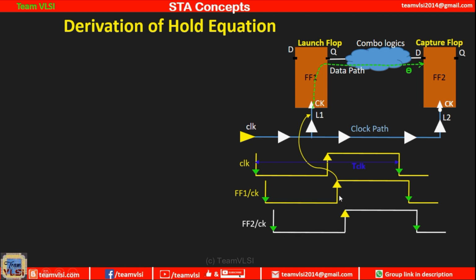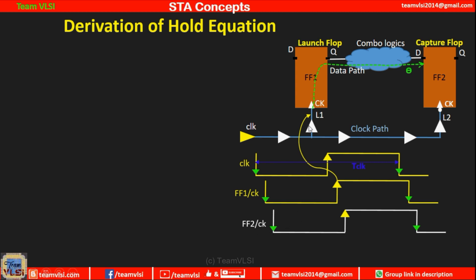So in case of setup, what we are making sure is that this data should reach before the arrival of the next negative clock edge, that means this clock, right? But in hold, what we have to make sure is that this clock path should not be fast enough that it will overwrite the data captured by the capture flop in the previous cycle. And in the previous cycle, on which edge is data captured? Obviously, on this edge, right?